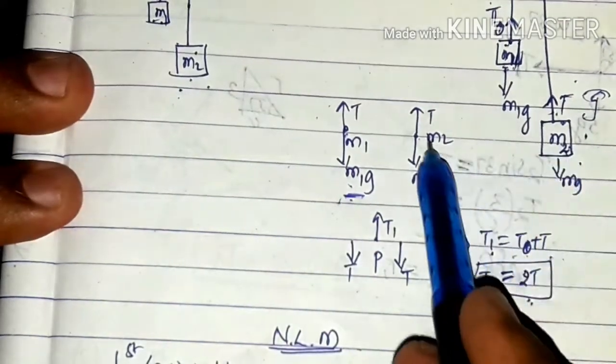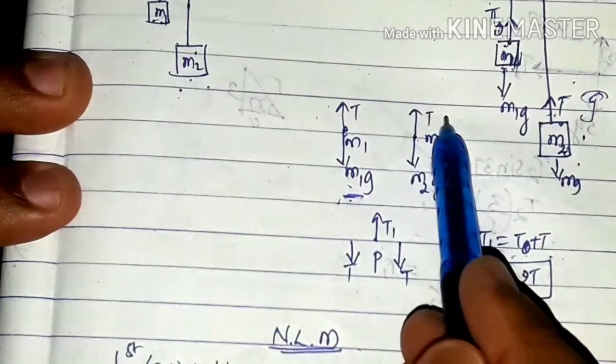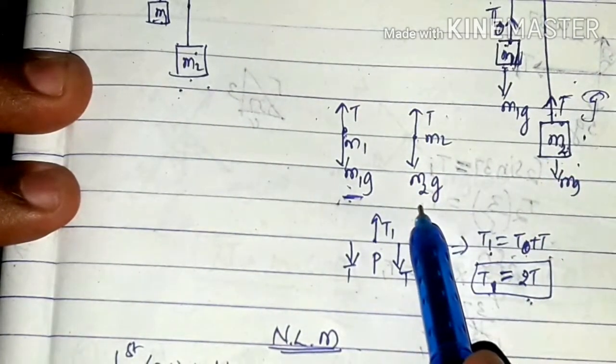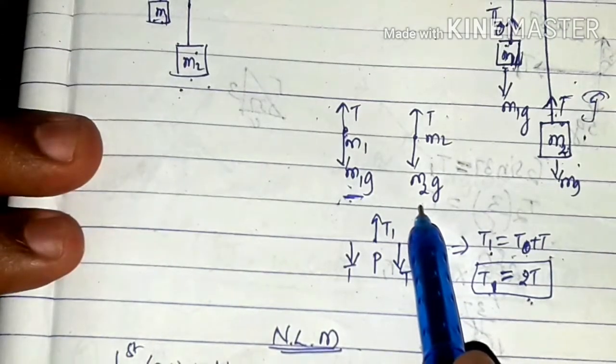Right. Now go for M2. M2 is here. What is the top force? That is T. The bottom one, M2g. So now if you take this into consideration.